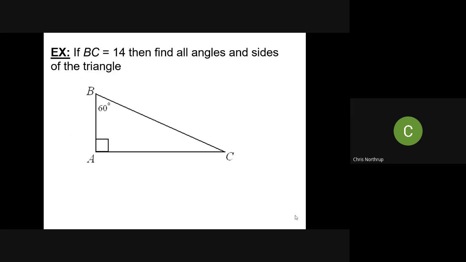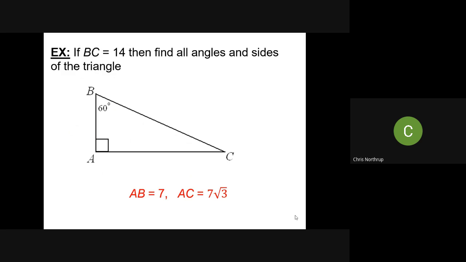Now looking at a 30, 60, 90. Here, supposing that BC is 14, we want to find all angles and sides. Well, obviously, angle C, again, is going to be 30 degrees. Now, if BC is 14, we want to identify, is that the short leg, is that the longer leg, or is that the hypotenuse? And that'll help us see the pattern we can use. So BC, that's our hypotenuse, and we know that that's always double the short leg. So that tells us that AB is going to be half of 14, which is 7. And then AC is that same number multiplied by square root 3.